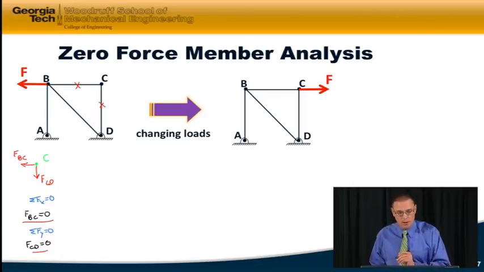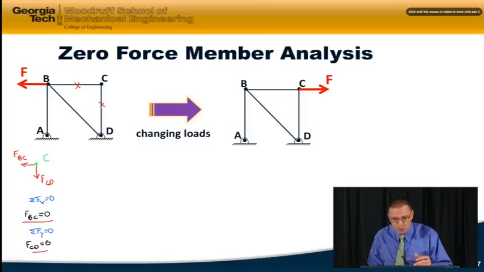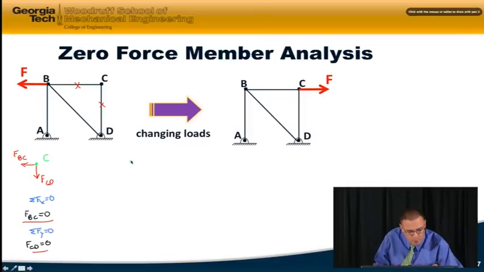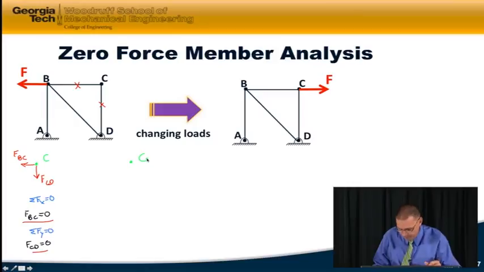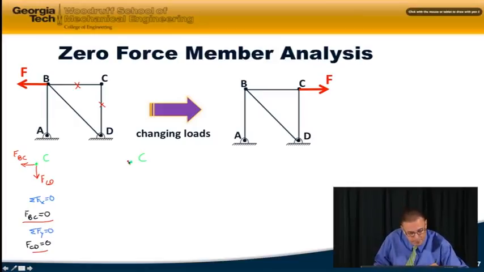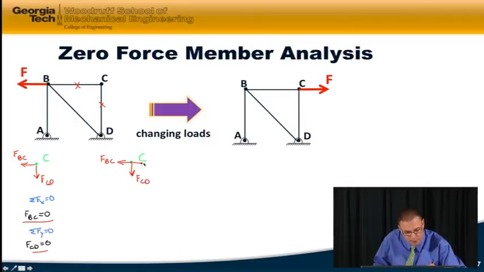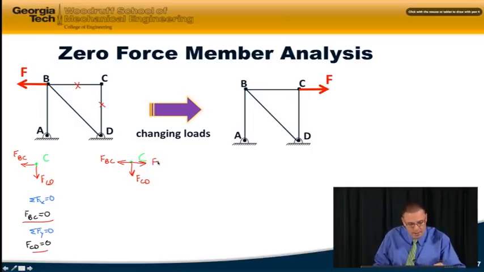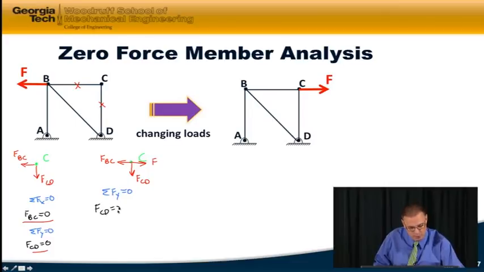Again, I'm going to draw up the joint free body diagram of joint C. So I've got joint C, but now I have FBC to the left, FCD down, but I also have an external force F to the right. And so, once again, if I sum forces in the y direction, I find that FCD equals 0. So that's a zero-force member.